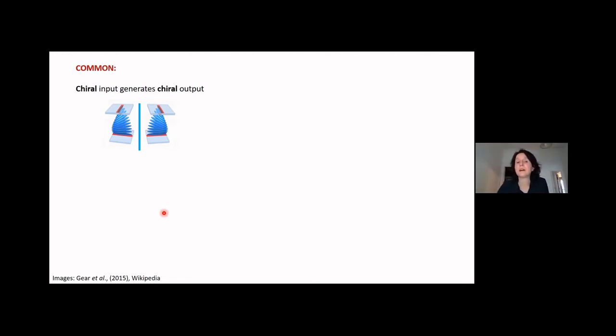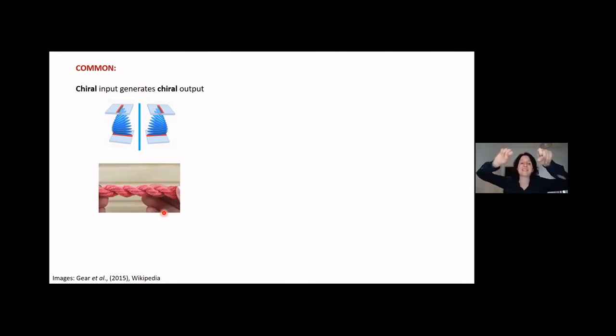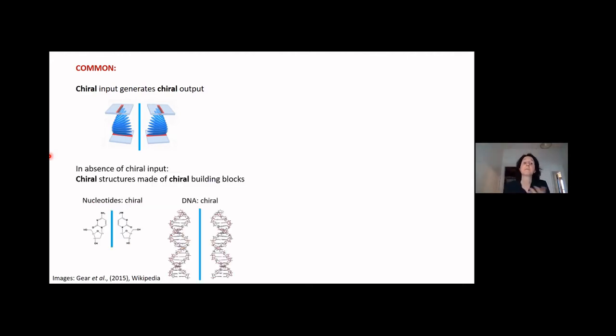Another common way of how chirality emerges is the same as taking a string and turning it around. I have a chiral input, I get a chiral structure. Now, the second way, in the absence of any chiral inputs, of how chiral structures emerge, is if they are made of chiral building blocks. So, for example, nucleotides are chiral, and they create chiral structures of DNA. So a chiral building block leads to a chiral structure.